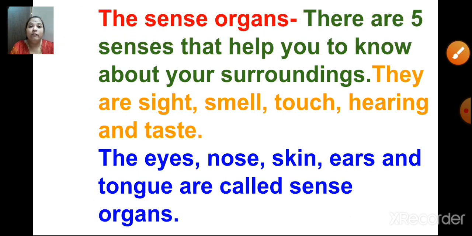Now we know that we have 5 sense organs, right? There are 5 senses, and how do they help you? They help you to know about your surroundings. They are the sense of sight, sense of smell, sense of taste, sense of touch and sense of hearing. These are our 5 senses, and the sense organs are eyes, nose, ears, tongue and our skin.